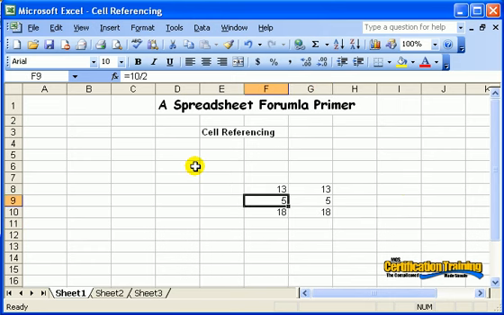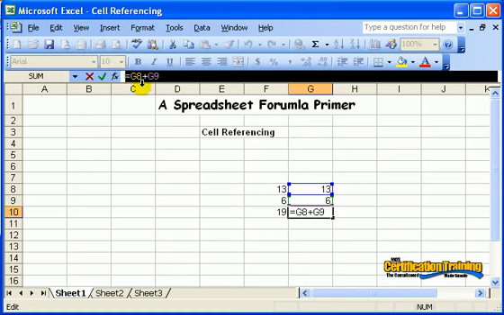If I change this to 6, I also then have to come down and change this to 19. Watch when I change this to 6. It automatically changes my answer. That is cell referencing. The cell is referenced in the formula.